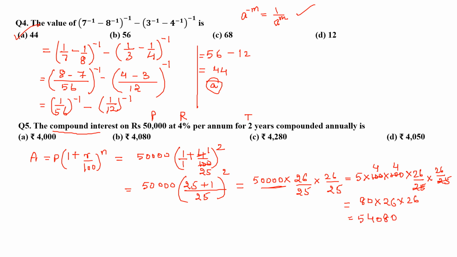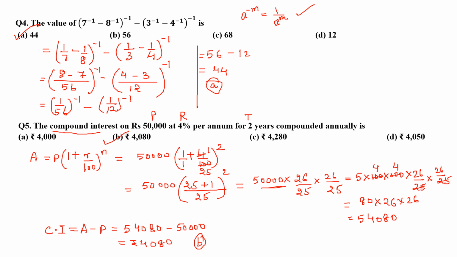So this is your amount, but you have to find compound interest. So compound interest formula is amount minus principal. Okay. So from here, amount you got as 54,080 minus 50,000. So your answer is going to be 4,080 rupees. And your 4,080 is option B. So option B is the correct answer.